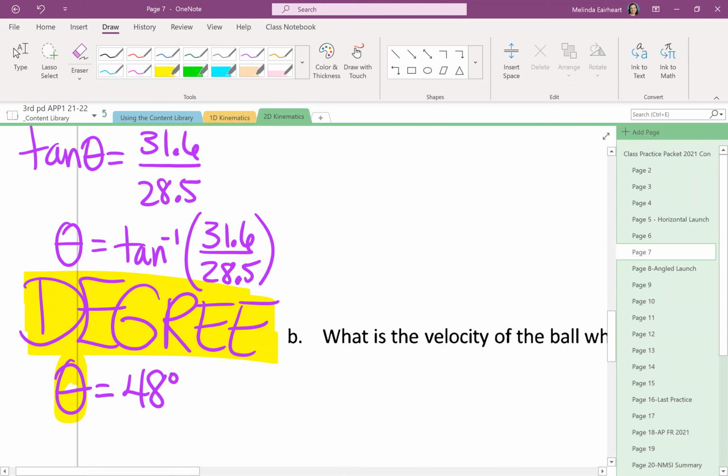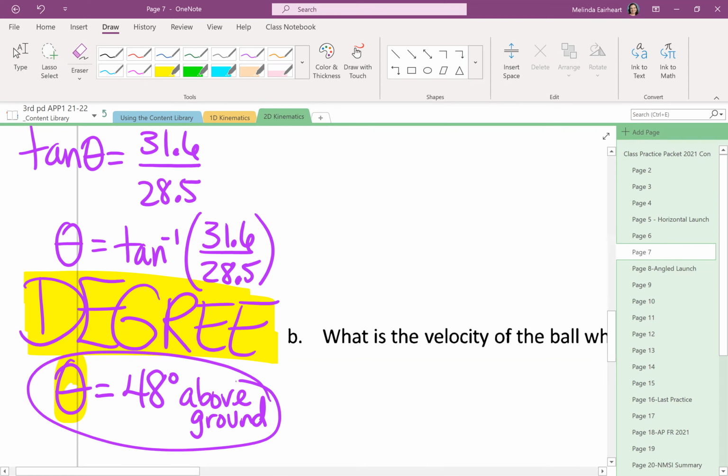Now is that quadrant 1, 2, 3, 4? Well, my arrow is kind of pointed south, but it's 48 degrees above the ground. It's going to hit the ground based on the picture we drew. It's going to be above the ground, right? Adjacent to the x-axis. And so that's how you would find the angle.